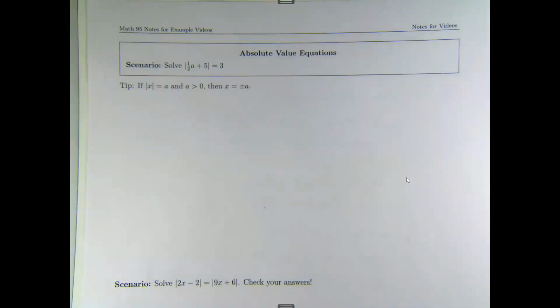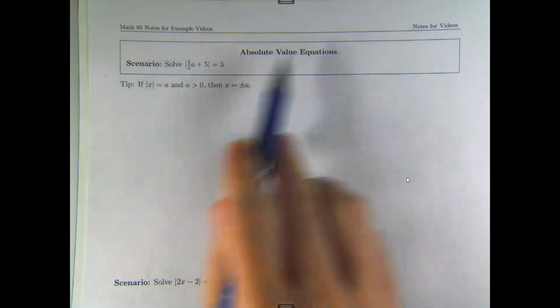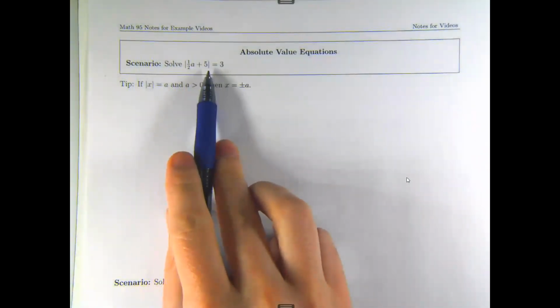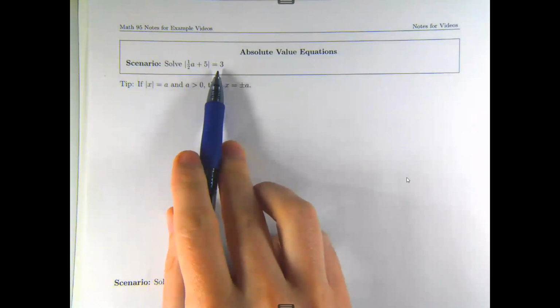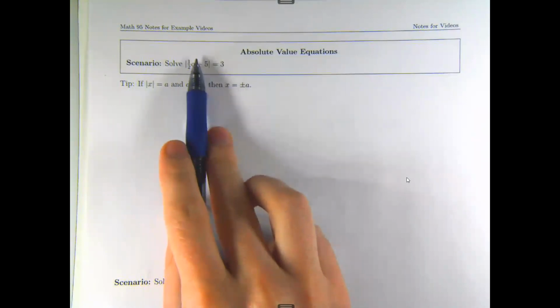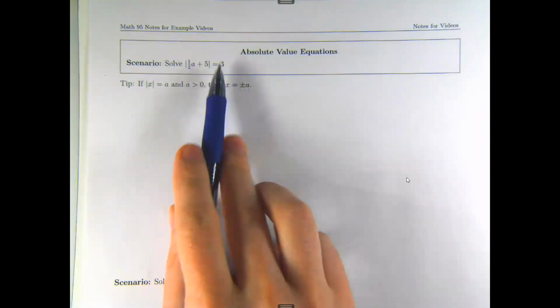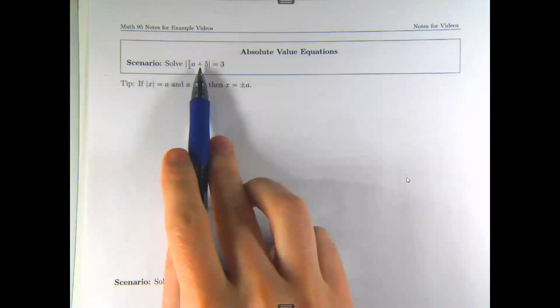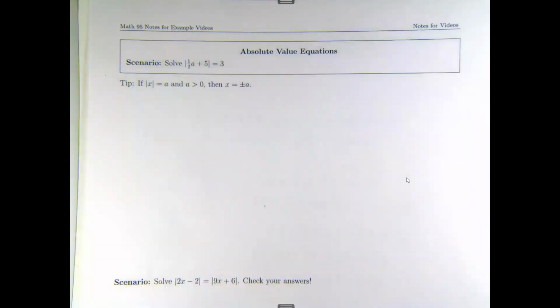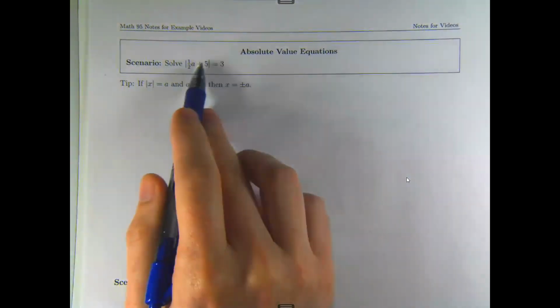Let's take a look at solving absolute value equations. I have the absolute value of 1/2 a plus 5 is equal to 3. Now, the way that absolute values work is if I took the absolute value of 3, that would give me 3. And if I took the absolute value of -3, that would also give me 3.